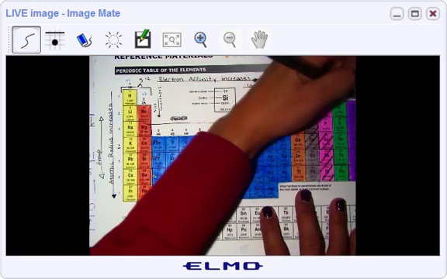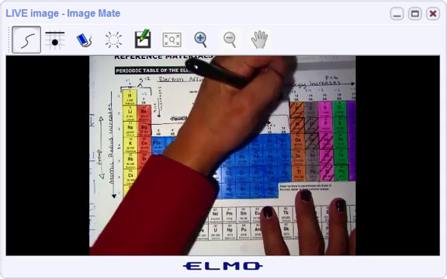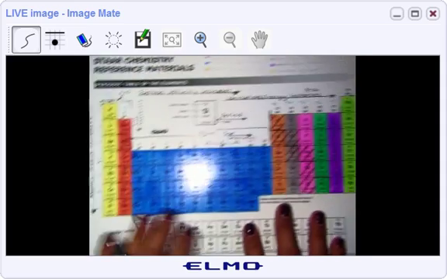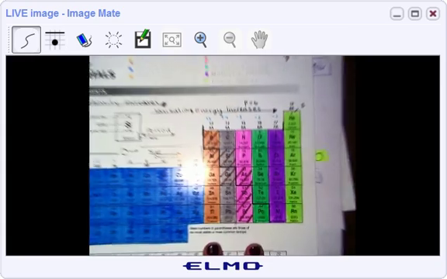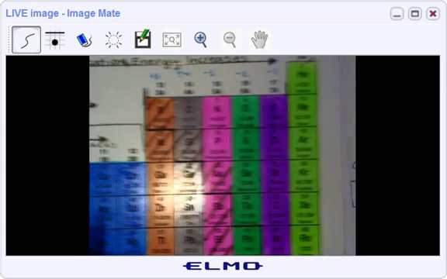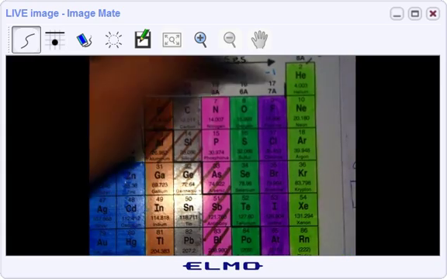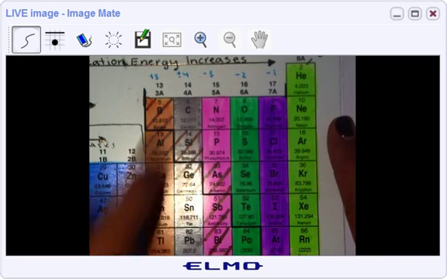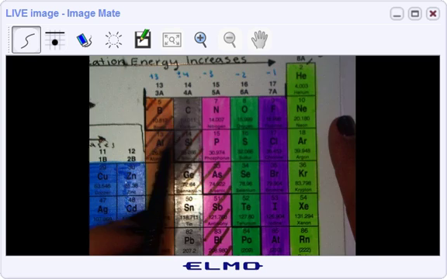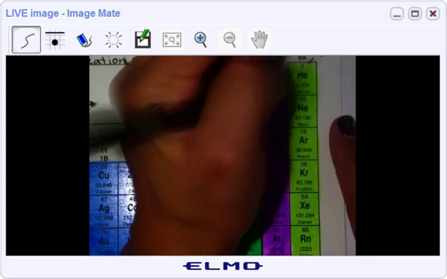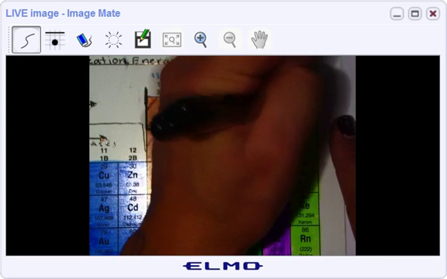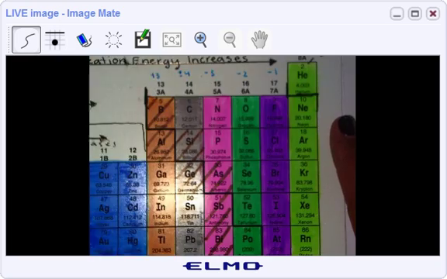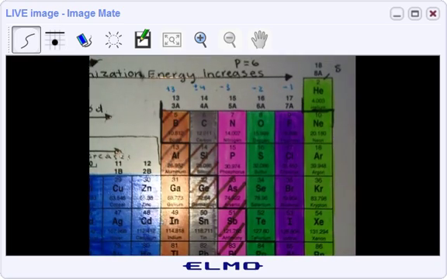From here to here is the P block, and the maximum is 6. Let me show you again. From here to here, this is the P block, and the maximum it can hold is 6. 1, 2, 3, 4, 5, 6. Include neon. That's the P block. And those are just energy levels.